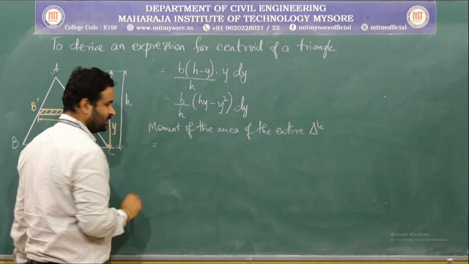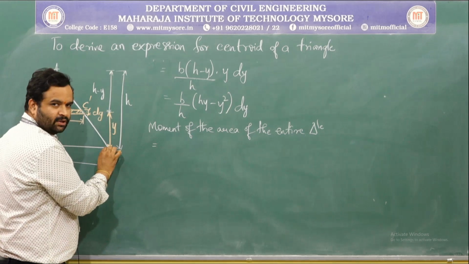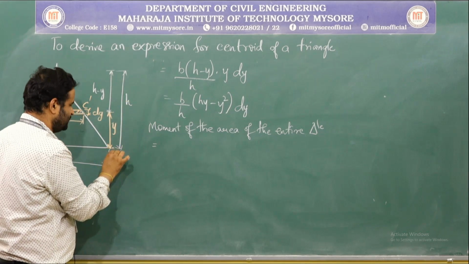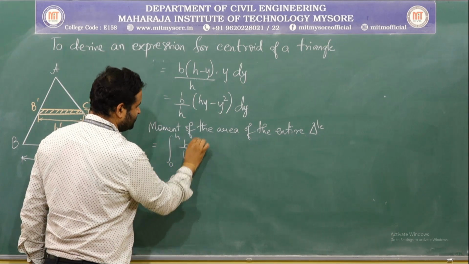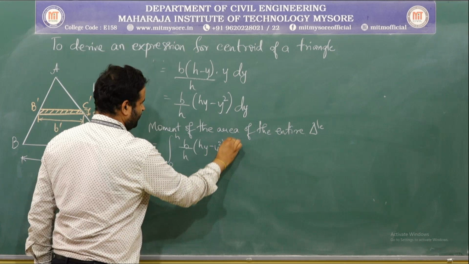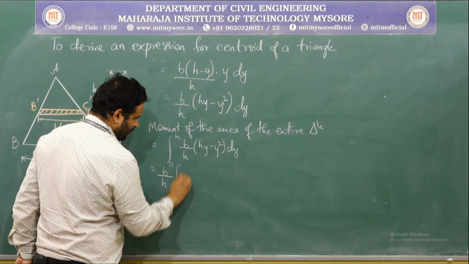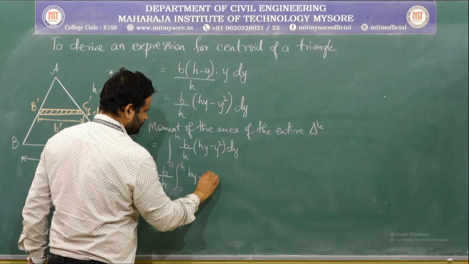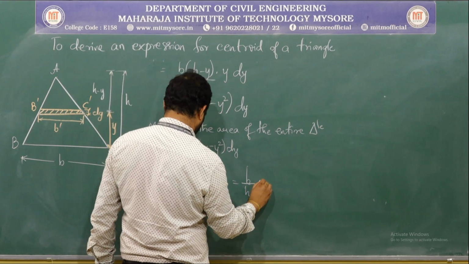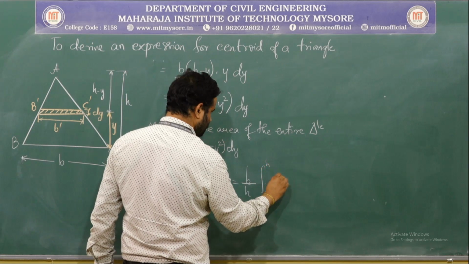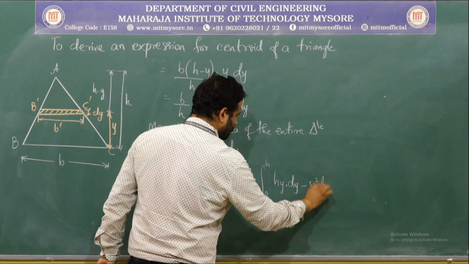is given by, that is nothing but applying the limits of 0 to h, entire triangle. If I consider this point, the limit of this h is 0 because it is the starting point, 0 to the maximum point is h. That is, apply 0 to h, b by h into hy minus y square dy. Let me take b by h outside and write the integral 0 to h, hy minus y square into dy, or this will be equal to b by h integral of 0 to h. Let me multiply y inside, that will give us hy into dy minus y square into dy.